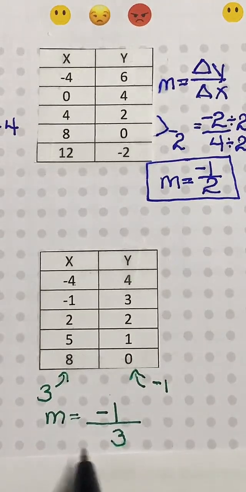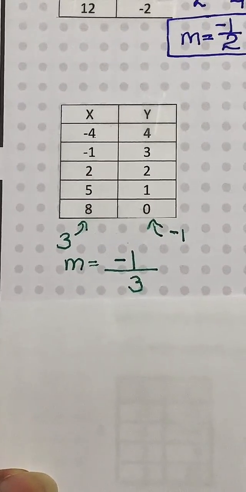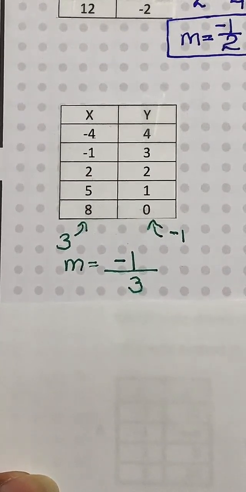So your slope is actually going to be a negative. Okay, so it's going to be -1/3.